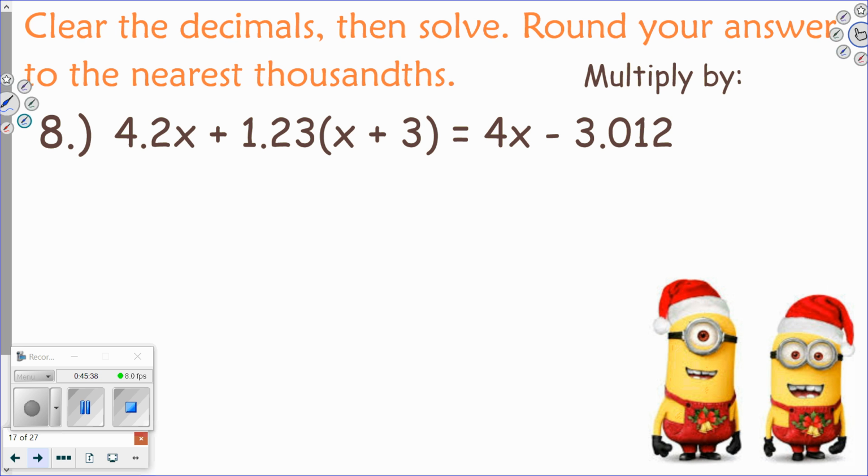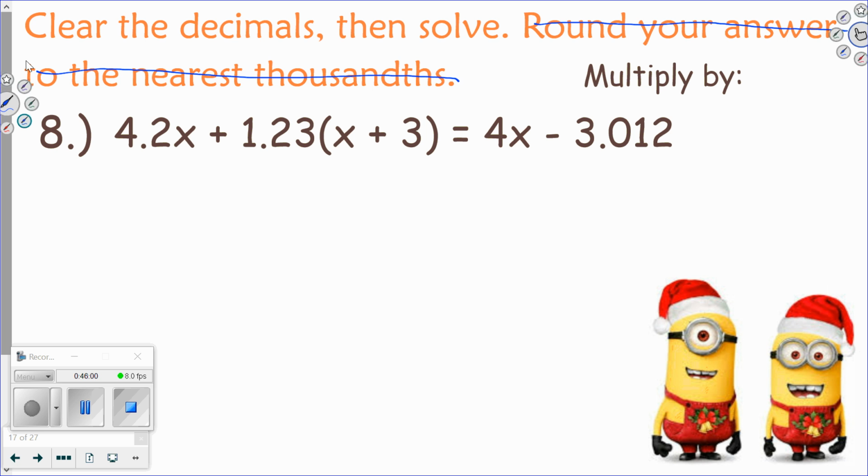It says round to the nearest thousandth. Guys, do me a favor, cross off that direction. I don't want you to round because of what we just talked about. If it comes out nice and pretty and stops, write it down as a decimal. If not, leave it as a fraction. Okay? So what do you have to multiply by?